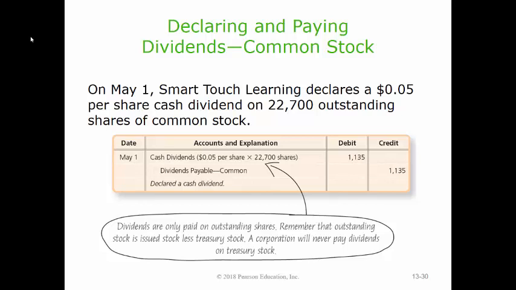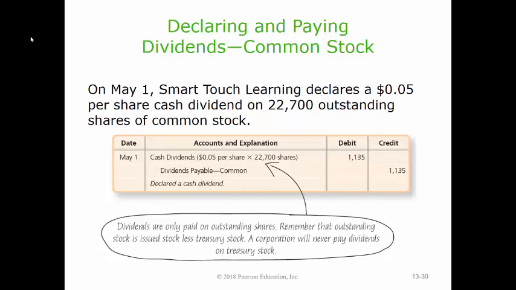And in this case, since they're distributing 5 cents per share to 22,700 shares the public actually owns, that's going to cost them $1,135. That is the amount of money that they've generated from internal profits that they're going to distribute to their owners. In other words, that's the amount they're going to withdraw from their business to give to their owners. So we are going to denote that by debiting our cash dividends account, which is the withdrawal account for a corporation.